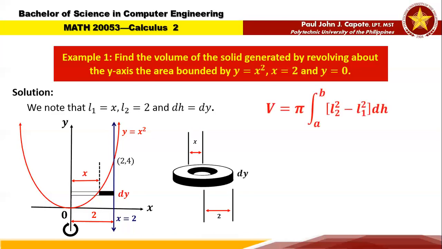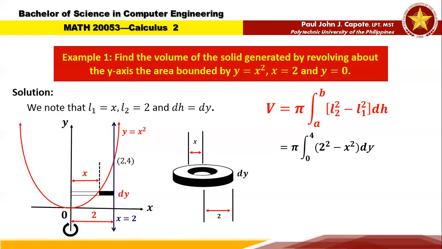Using the general formula, where L sub 2 is equal to 2, L sub 1 is equal to x, and dh is equal to dy, we have volume is equal to pi times the definite integral of 2 squared minus x squared dy from 0 to 4. Now, since we are integrating with respect to the variable y, then we need to replace this variable x in the integrand, this x raised to the power of 2. But how are we going to do that?